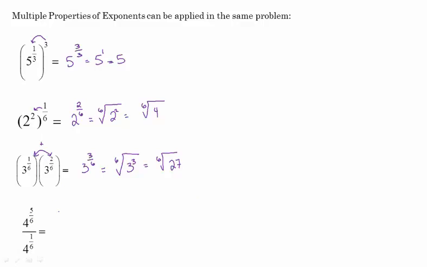Now I'm going to subtract, and I'm going to get 4 to the 4/6. So I will get the 6th root of 4 to the 4th. And 4 to the 4th is 4 times 4, which is 16, times 4, which is 64, times 4, which is 256. So I'm going to have the 6th root of 256.